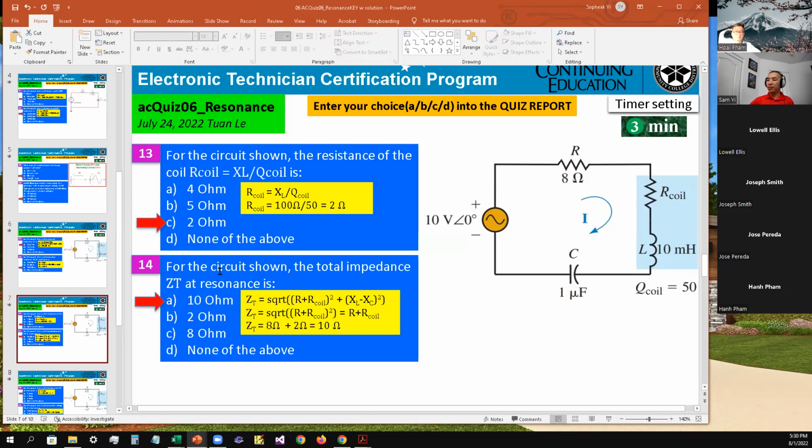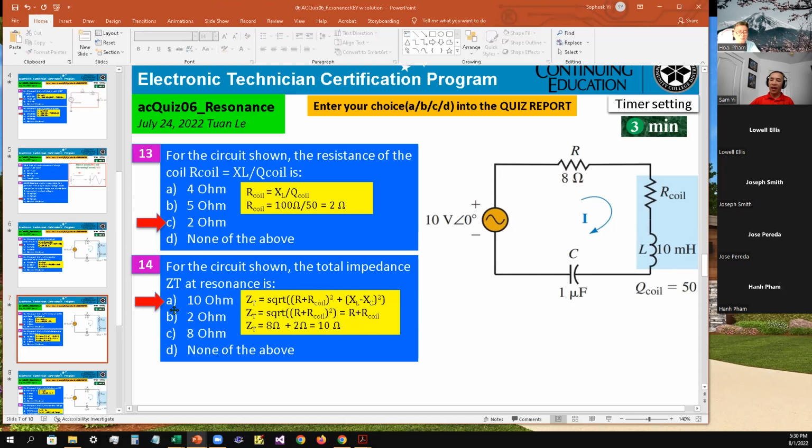For the circuit shown, the total impedance ZT at resonance is, like we said before, ZT equals the square root of the quantity R plus R coil, squared, plus XL minus XC, squared. We know that XL is going to cancel out XC, so this one is zero. So this is going to be R plus R coil quantity squared, and then take the square root of that. Same thing, that leaves you with R plus R coil. So it's 8 ohms plus the 2 ohms, so it comes up to 10 ohms. So the answer is A as an apple for 14.